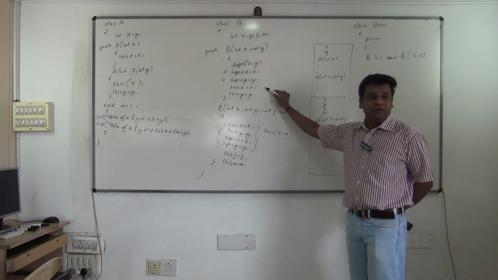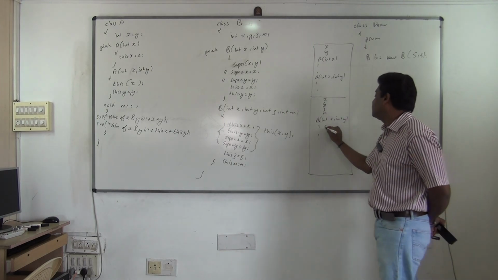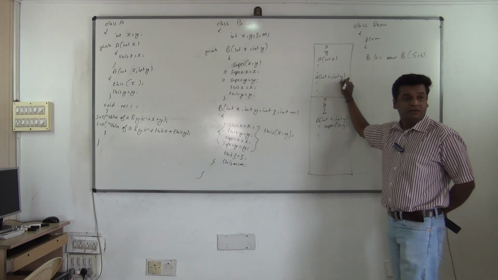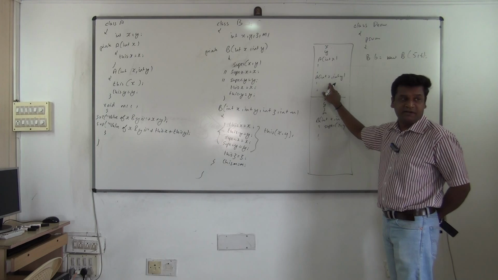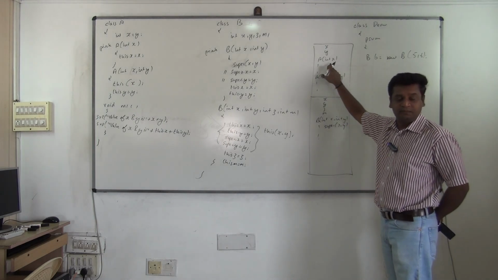See here. Either it can invoke the constructor of the superclass. Super of X means what it will do? It will invoke the constructor of the superclass. That is A. And it will invoke the second constructor. What will the second constructor do? Invoke the constructor in the first constructor here. Like this, chaining will happen.